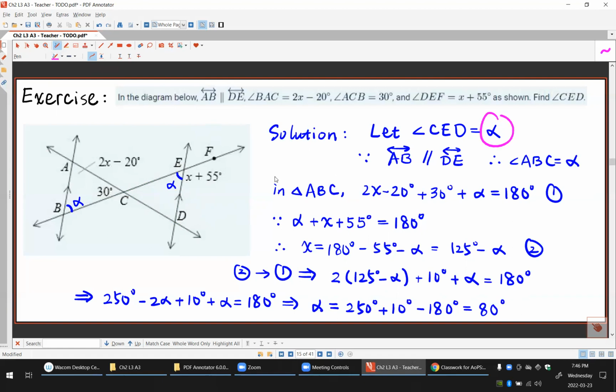Okay. Next, we know line AB is parallel to line DE, here, these two lines are parallel, right? And this line here is a transversal line. Sorry about that. Okay, this line here is a transversal line.